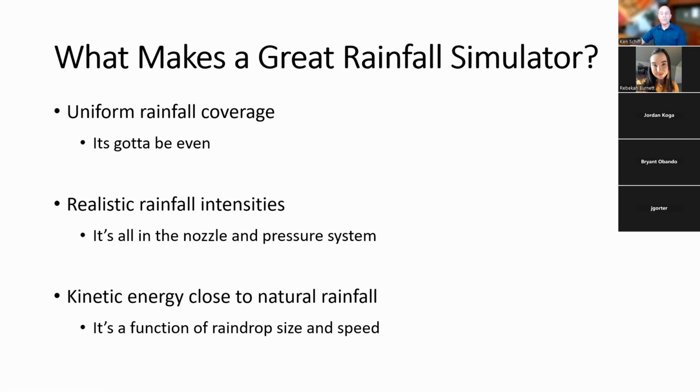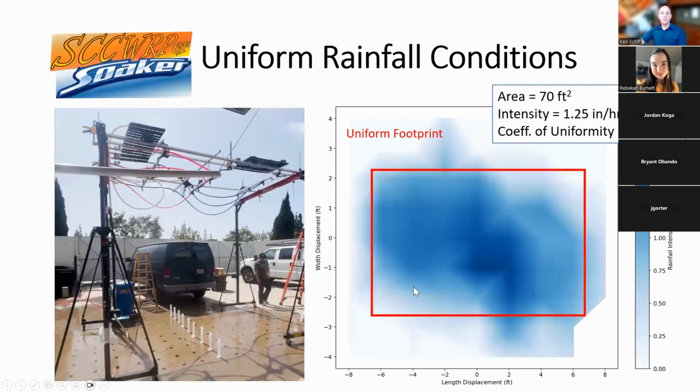I think the only thing to really emphasize on this is all these things like intensity and the energy of the raindrops are all the things that drive wash off. So if you haven't got these dialed in, you're not going to be simulating real wash off. So let's go a little bit deeper on each of these criteria or things we want to target.